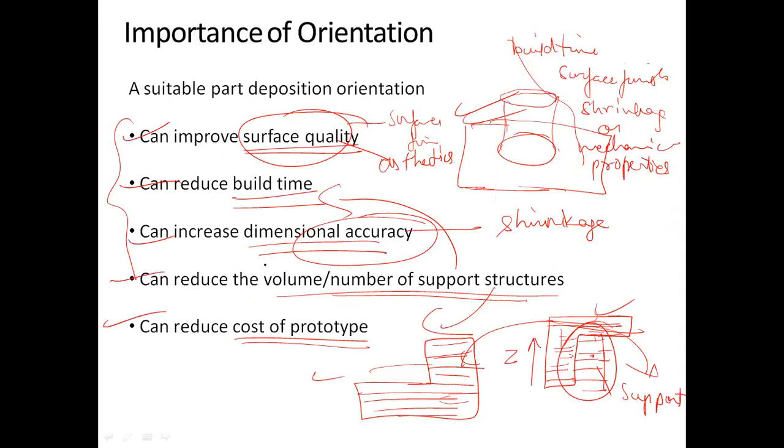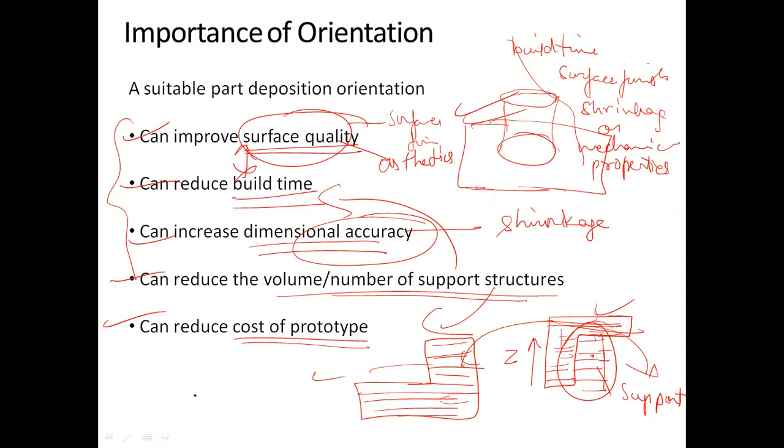Now, if you ask somebody whether you work on all these 4 points simultaneously, again, that is not possible. I have already explained in the previous class that surface quality and build time are not going to be controlled simultaneously.